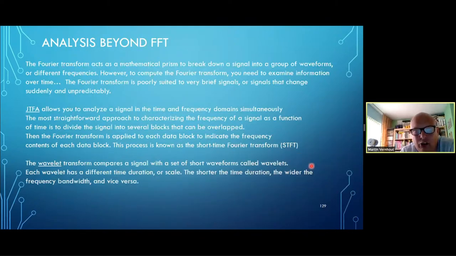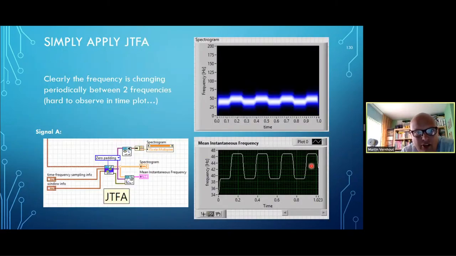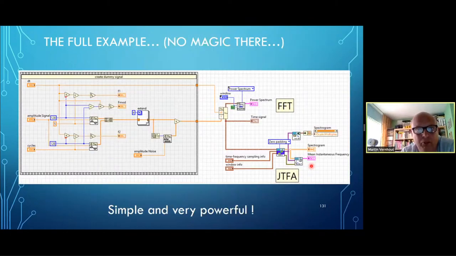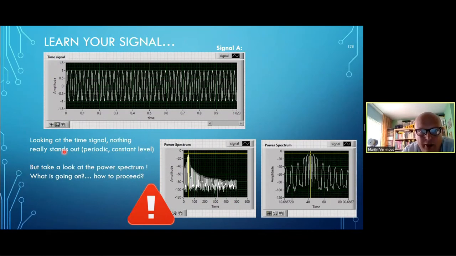So analysis beyond FFT, yes, there is much more. JTFA, wavelet transformations, they gave you more insight. And the better you know your signal, the way better it becomes to analyze correctly and estimate the values. So the full example is, it's just creating two sine waves of slightly different number of cycles in a block. Therefore, if you know that it exists, you can see that the frequency over here is slightly higher than over there. Well, that's hindsight.